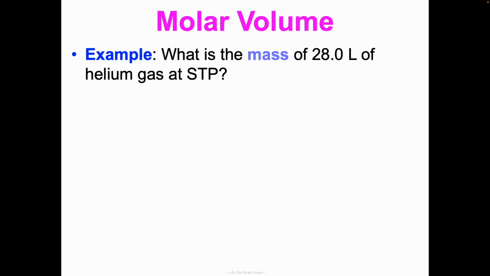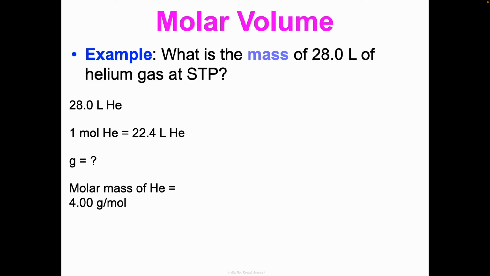All right, now let's do another example. Let's take it one step further. This is the next place you could see this come up. I could ask you, what is the mass of 28.0 liters of helium gas at STP? Okay, what do we know? We know 28.0 liters. We know at STP, 1 mole of helium equals 22.4 liters of helium. We want to know mass. Now, if I know moles, then I can get to mass if I know the molar mass. If you look up helium on the periodic table, it has a molar mass of 4.00 grams per mole. Helium's a monoatomic gas, so it just exists as one helium at a time. So, no math here. Just you look up the molar mass.